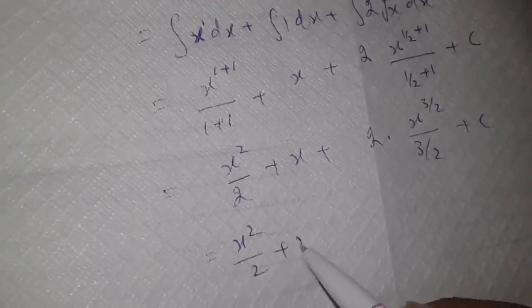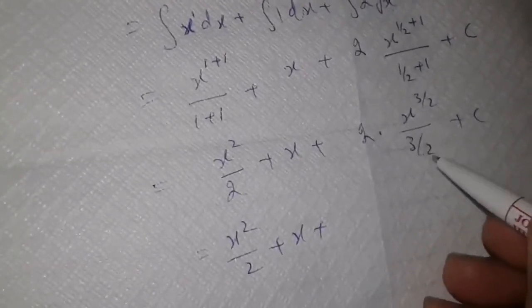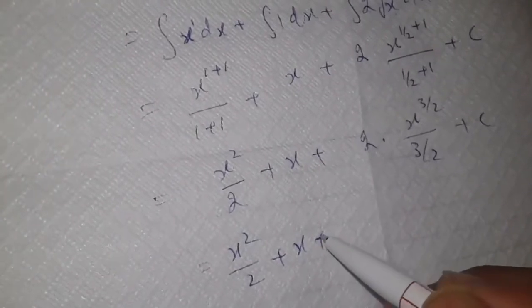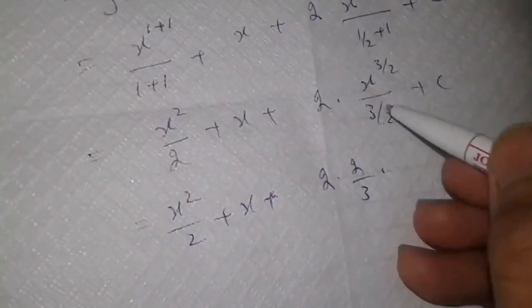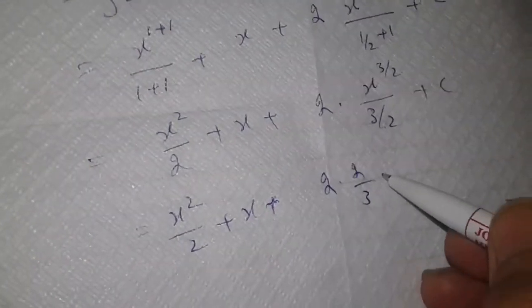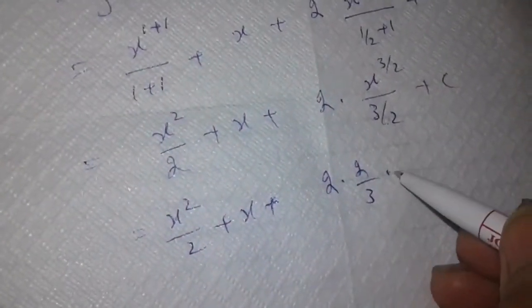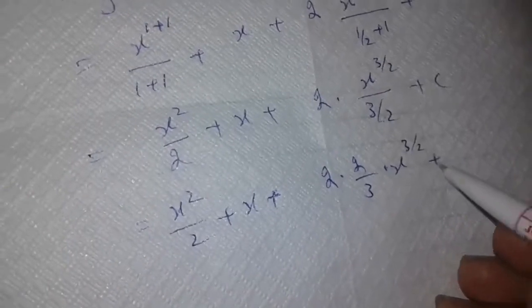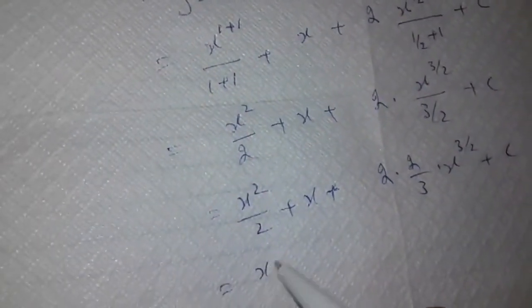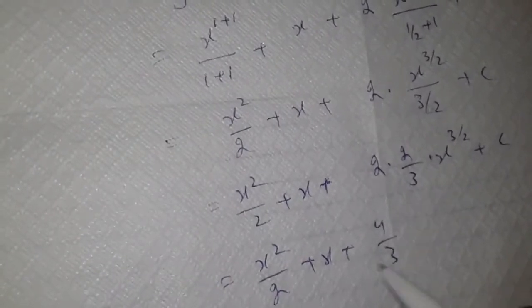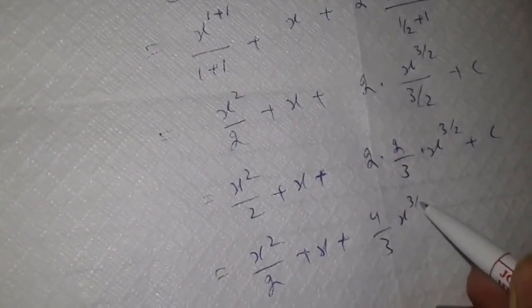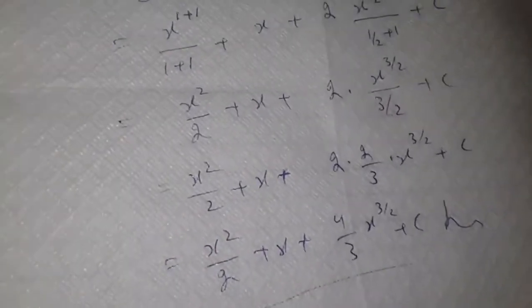x square by 2 plus x plus, this is a double reciprocal, so when we take it out it will become 2 into 2 by 3, not 3 by 2, because of the double reciprocal, into x power 3 by 2 plus c. So x square over 2 plus x plus 4 by 3 x power 3 by 2 plus c is the solution of this question.